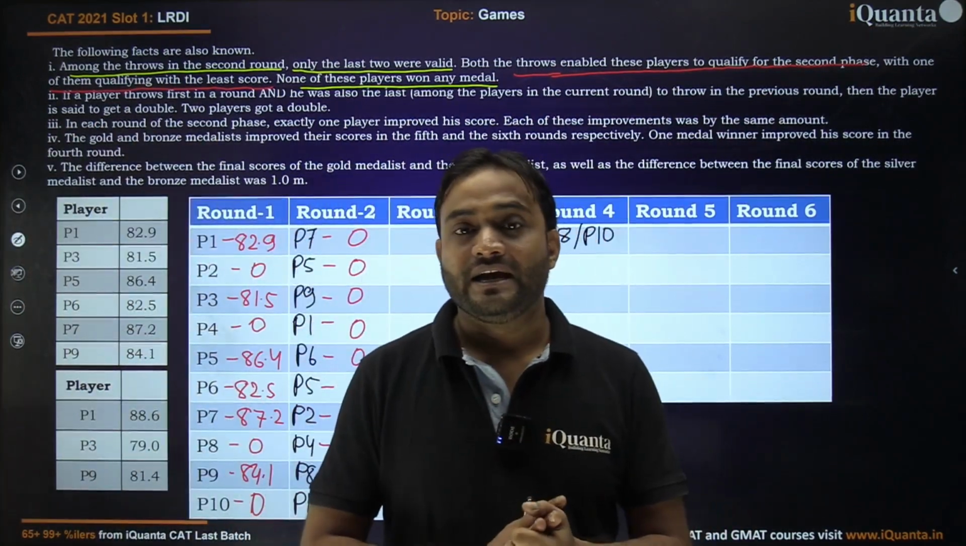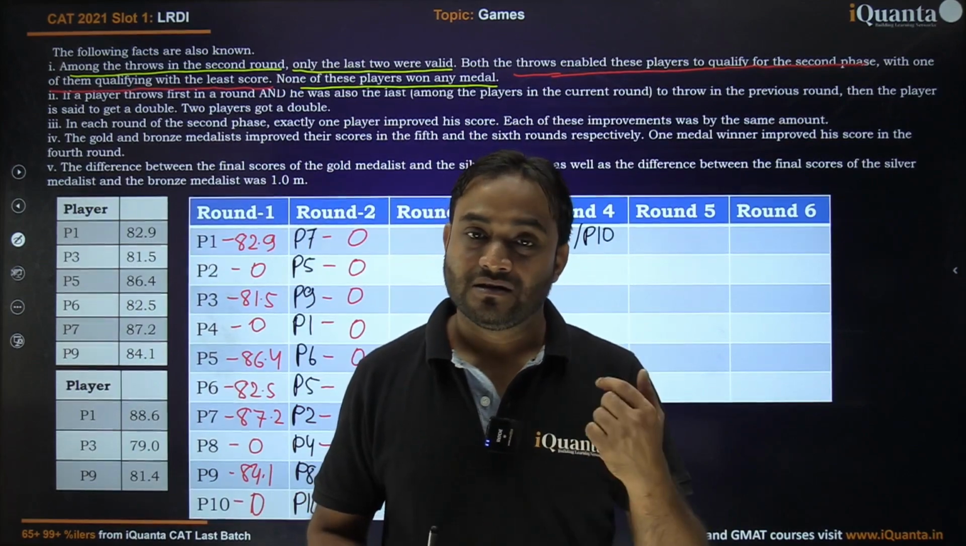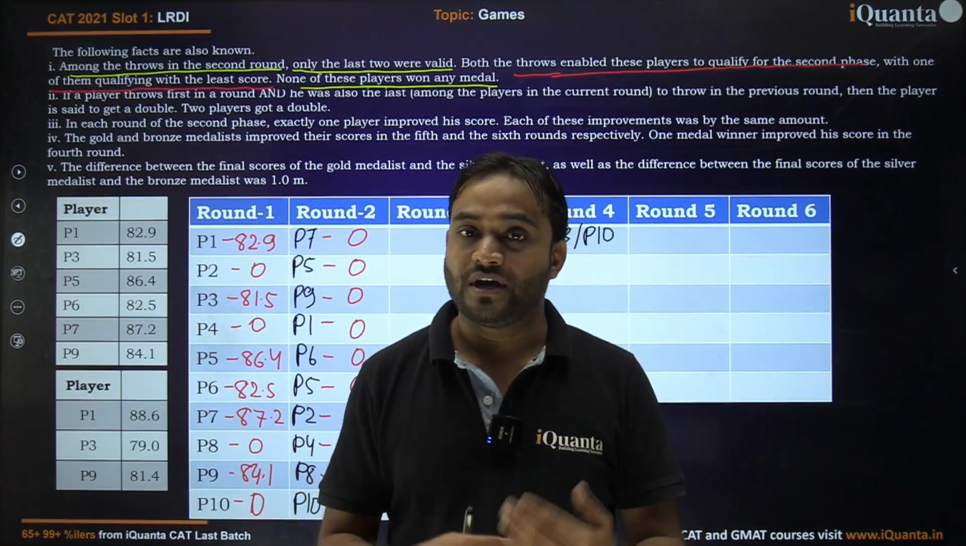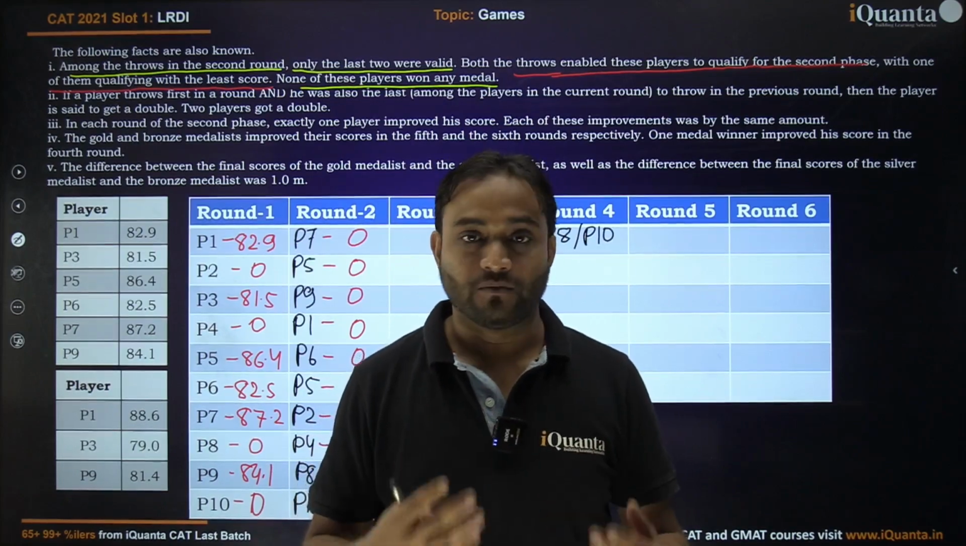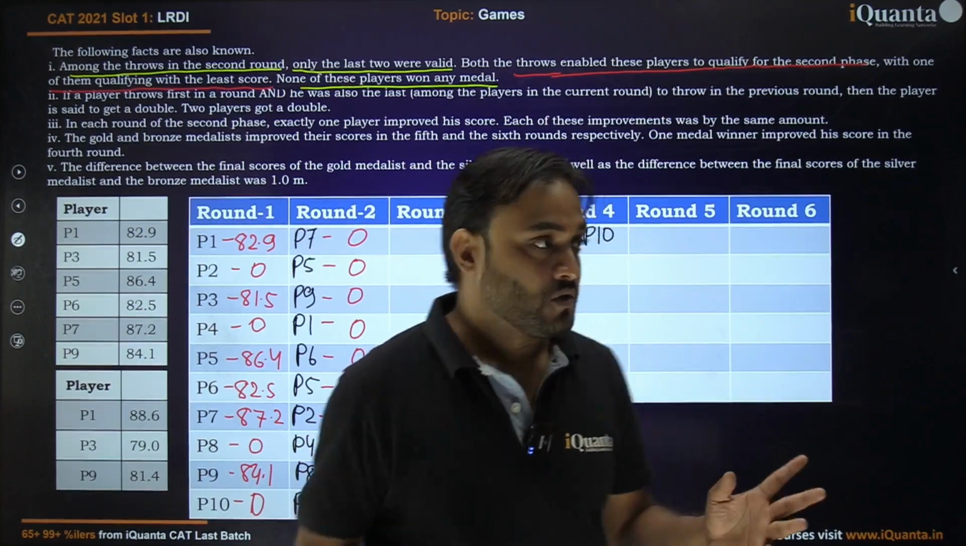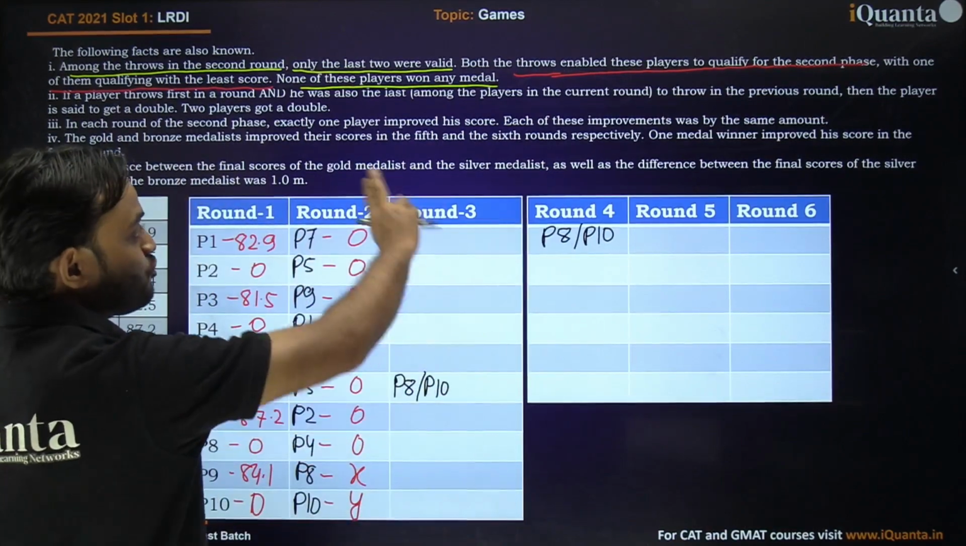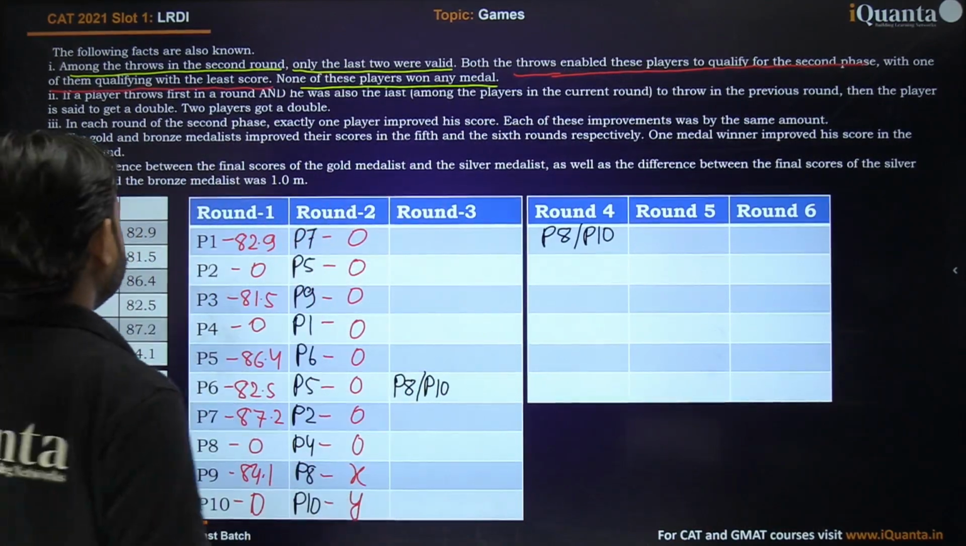Simple meaning is if a player throws last in the first round and first in the second round, then he got a double. Okay, so 2 players got this double.